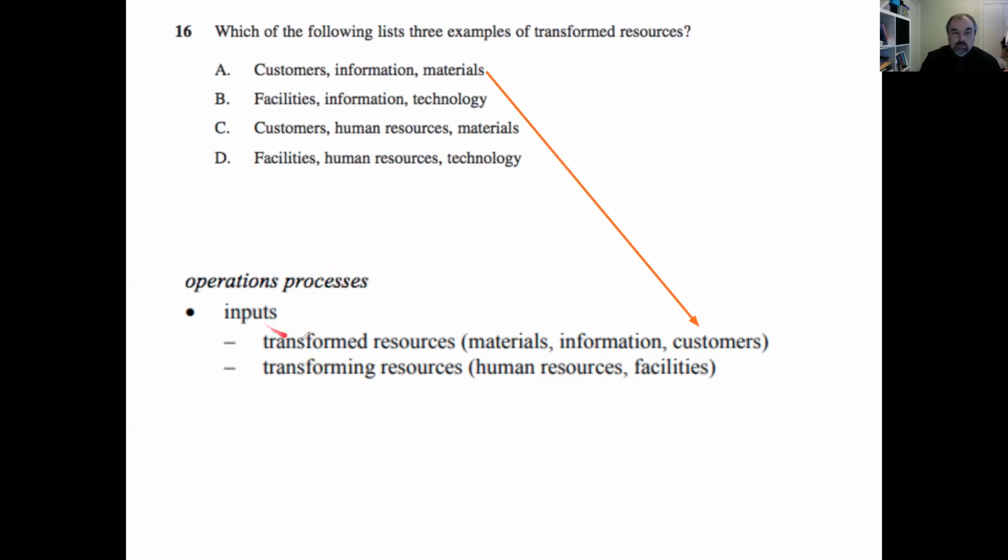Under inputs, we've got transformed and transforming, and transformed resources are materials, information, customers. So knowing that syllabus and the techniques, if you looked at in video 1 about memorizing the syllabus with the closed passage, etc., well, then that's an easy mark there.